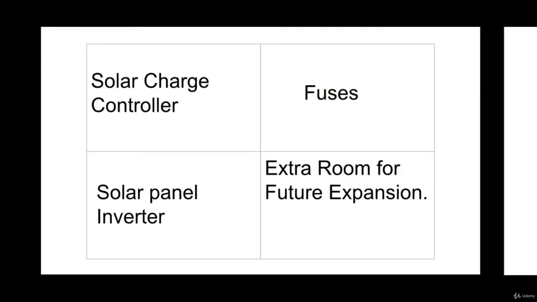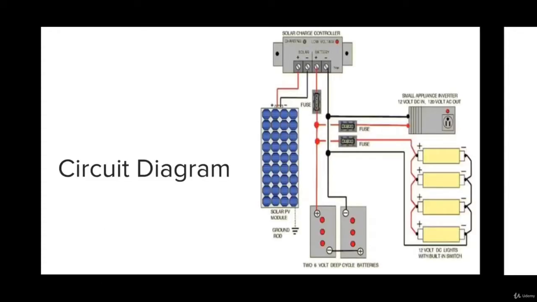You can take all the fuses on the upper right hand side, the solar charge controller on the left hand side, and the solar panel inverter on the left hand side, with extra room for future expansion if you want to put in a plug or charging ports. According to that you can design your panel and your bus bar, so it will be more helpful for designing your control panel.